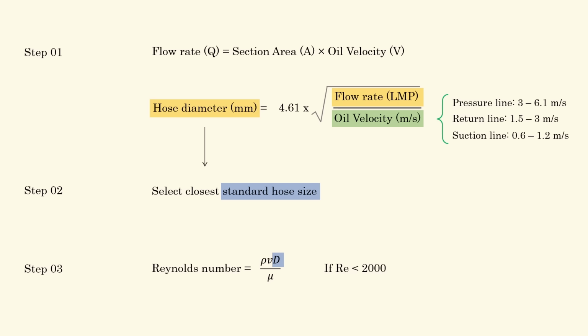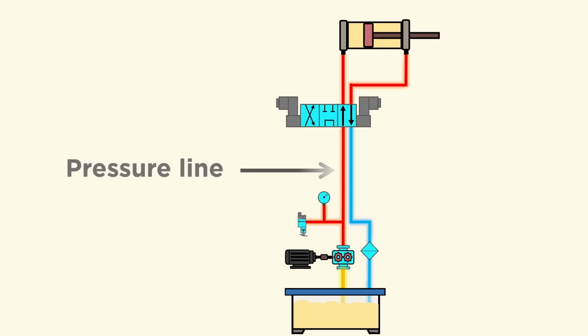If the Reynolds number is less than 2000, the flow is laminar and the hose size can be finalized. If the Reynolds number is greater than 2000, increase the hose size by one standard size and recheck the Reynolds number. And repeat this until the Reynolds number remains below 2000. Ensure the laminar flow. Let's understand this with an example.